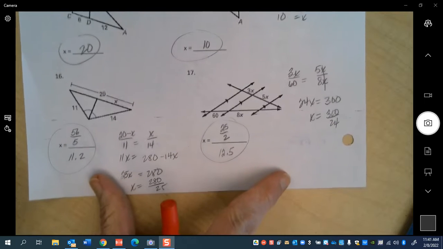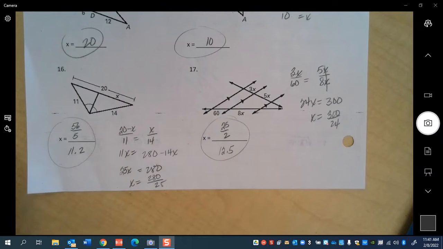16, that's the angle bisector theorem. 17, my converse of my side splitter. Questions on any of these?